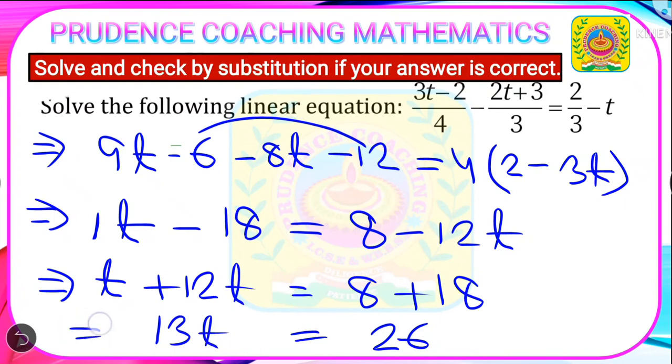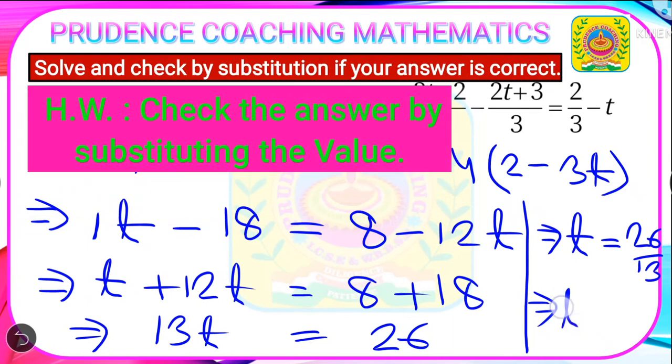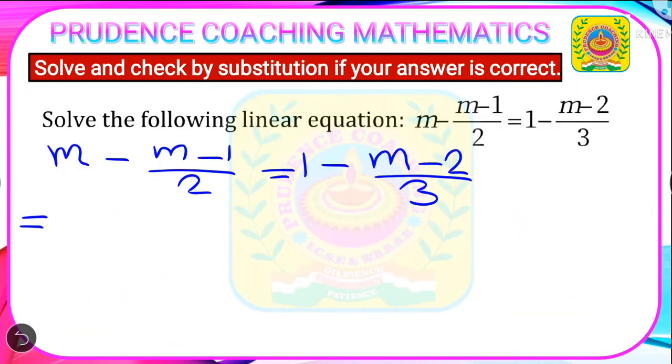So further if we calculate, we need to take this 13, that is the coefficient, to the right hand side. So you will get t equals to 26 by 13, that is t equals to 2, because 13 2s are 26. So the value of t here is 2. Let us start with the next one.